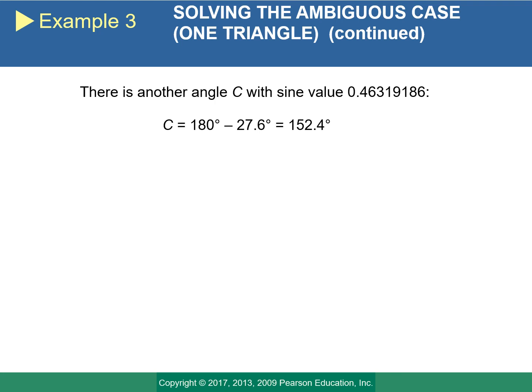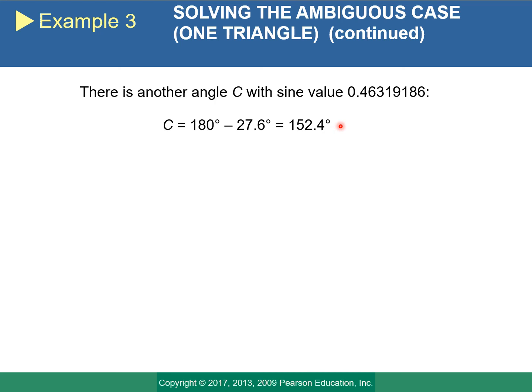So this other angle C is where we have the same sine value of 0.46. And we talked about how you get this one. You subtract 180 minus your previously found angle value. So 180 minus 27.6 would give us that our second C value, think of it as C2, is 152.4. So you want to always check, do I have two triangles?